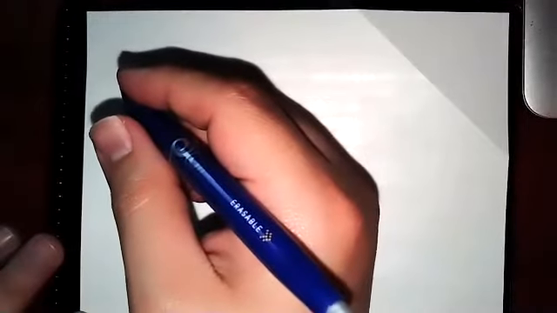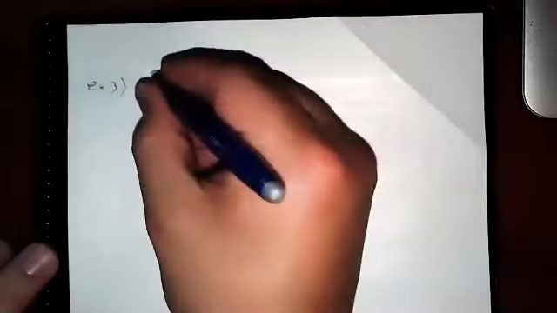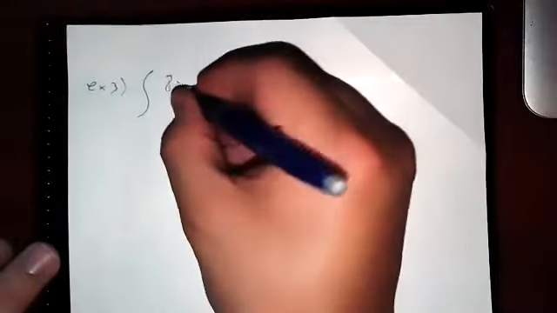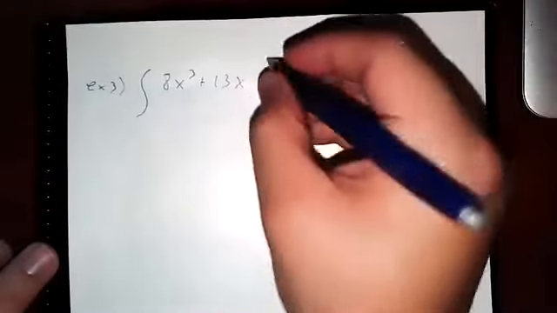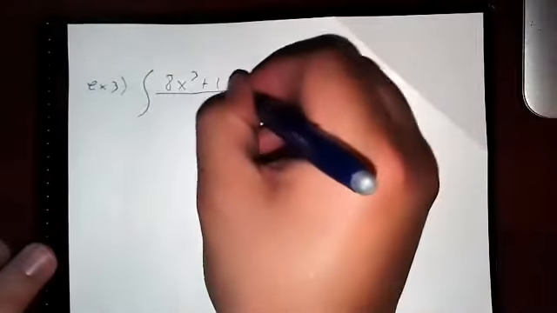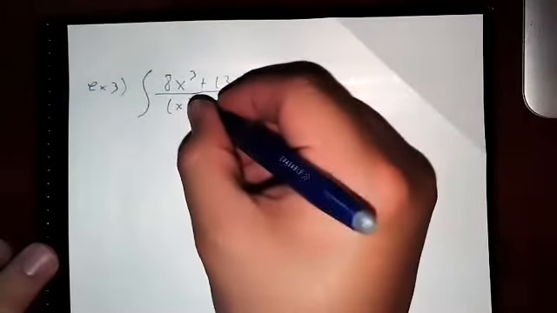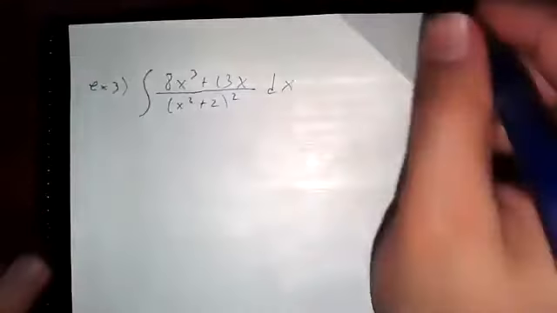I guess let's do this repeated root problem. Example 3. Integral of 8x cubed plus 13x over x squared plus 2 squared dx.